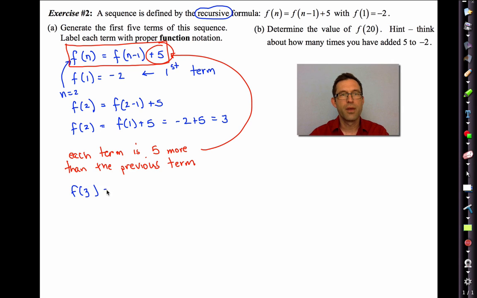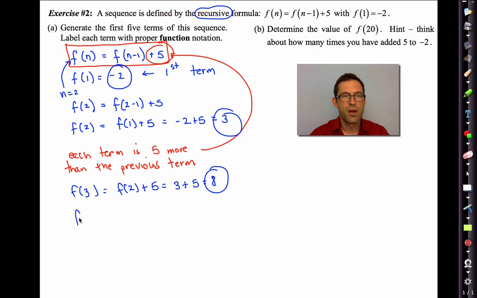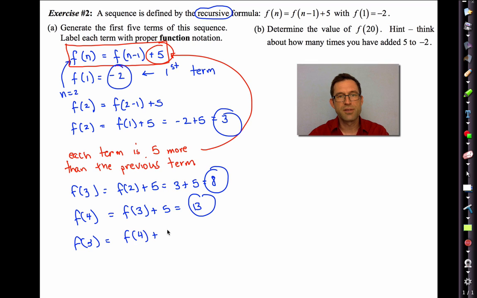F of 3 is going to be f of 2 plus 5. And that's 3 plus 5, and that's 8. So here's our first term, here's our second term, here's our third term. Our fourth term, f of 4, will be f of 3 plus 5, and that'll be 13, right? And finally, f of 5 is equal to f of 4 plus 5, 13 plus 5 gives me 18. So there they are. Now, this isn't a particularly important sequence. What is important is being able to interpret that rule.